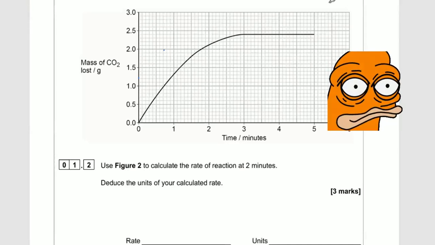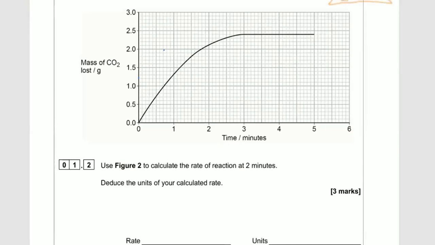So let's have a look here. 1.2. Use figure 2 to calculate the rate of reaction at 2 minutes. Deduce the units of your calculated rate. So at the bottom, we've got rate and units written, and this is worth 3 marks. So we want to go along at the bottom to where it says time, and then we want to go to 2 minutes and follow the line up to where it meets the curve.